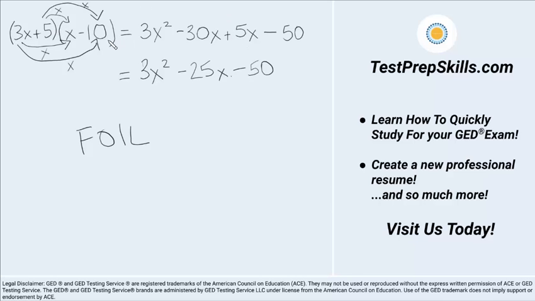And finally, for our fourth term, it's the lasts. So it's the last term, the second term, in our first bracket and in our second bracket. We multiply those two together. That gives us our fourth term. Then all we need to do is simplify by grouping our like terms together. So our answer is 3x squared minus 25x minus 50.